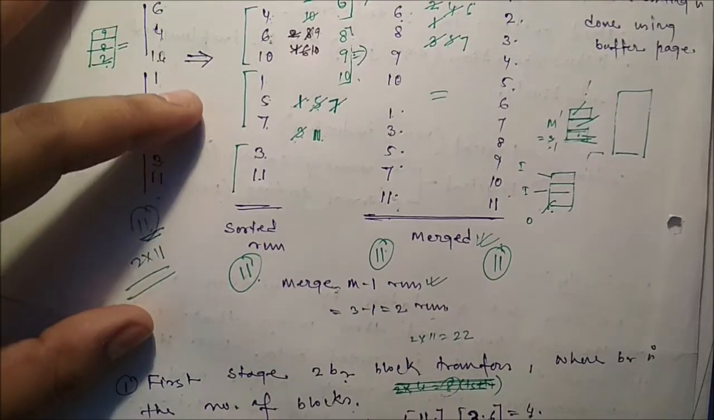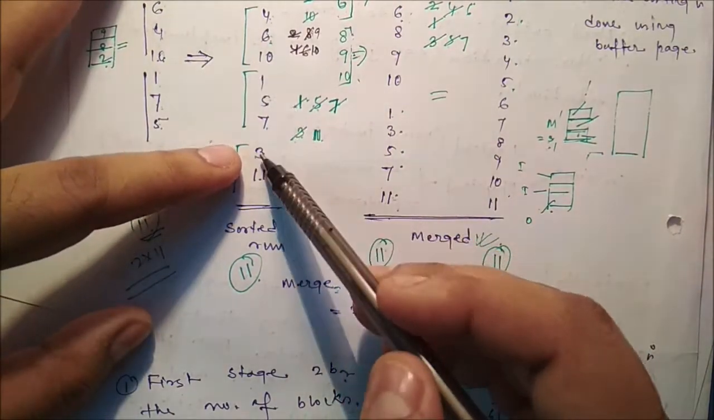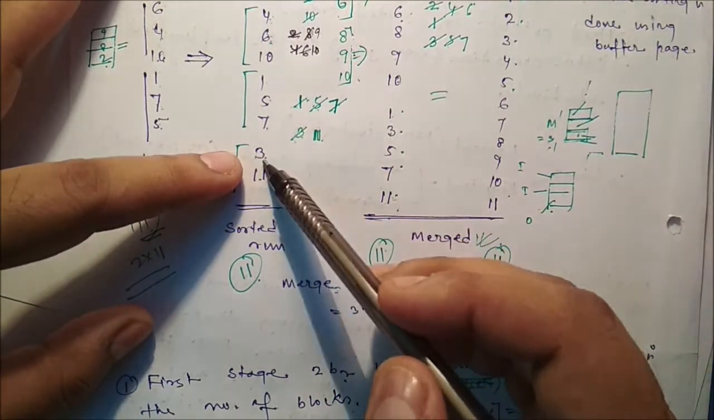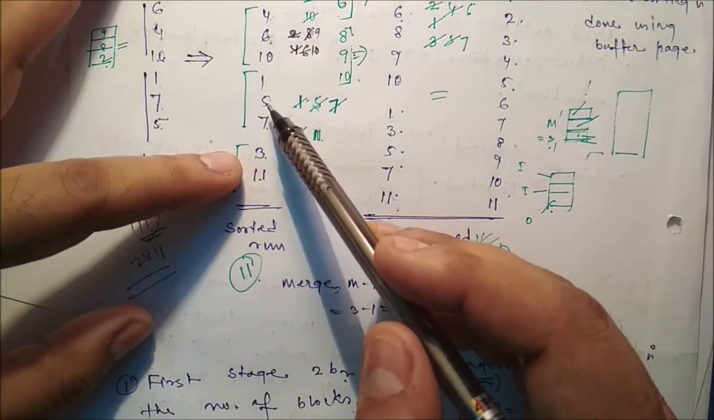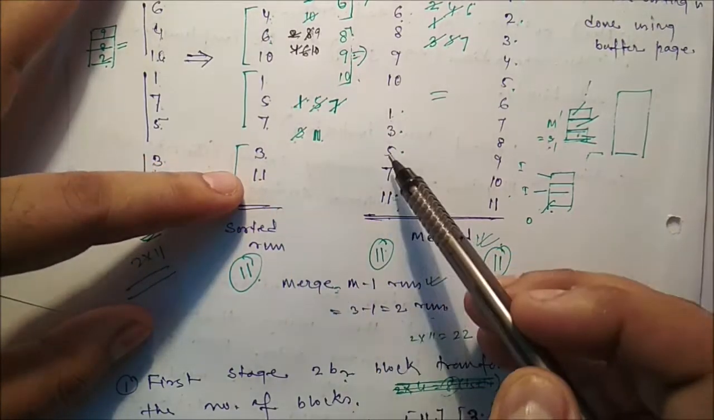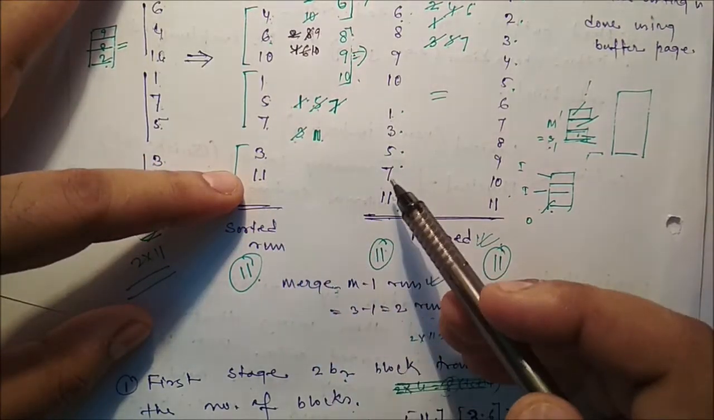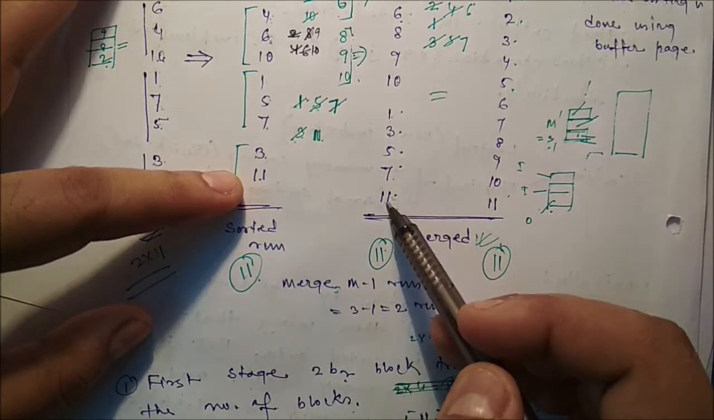Similarly we have to apply the same here. Compare 1 and 3, pick up the minimum, compare 3 and 5, pick up the minimum, compare 5 and 11, pick up the minimum, 7 and 11, pick up the minimum, and finally 11 is there.